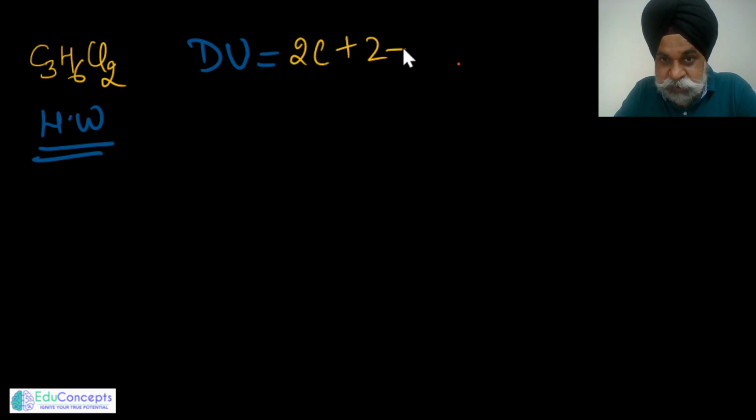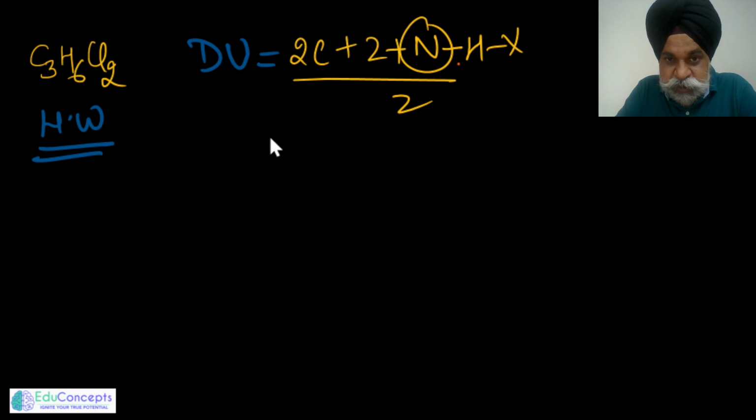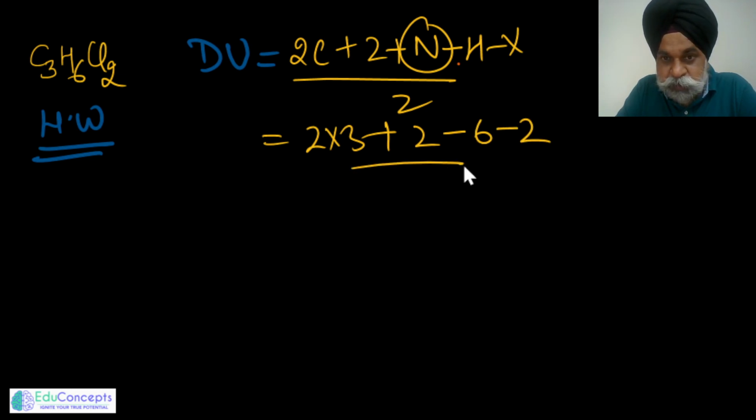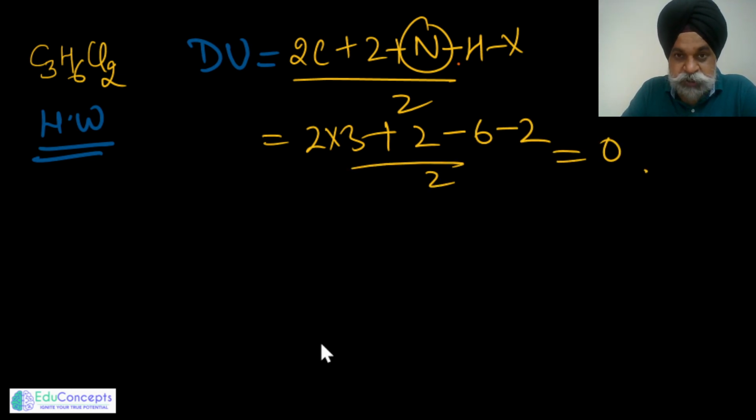2C plus 2 plus N minus H minus X upon 2. So nitrogen is not there, halogen is there. So the degree of unsaturation which I am able to see is 2 into 3 plus 2 minus 6 minus 2 upon 2. So it comes out to be 0. So that means here the halogen is attached to the carbon chain only through a single bond.